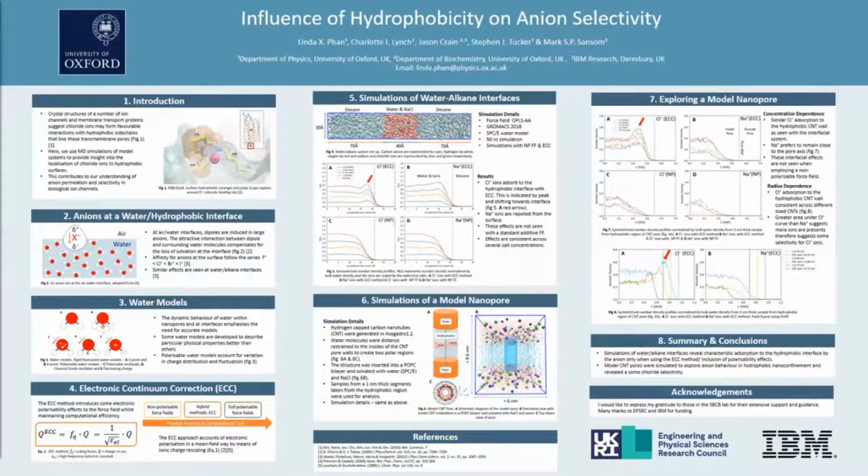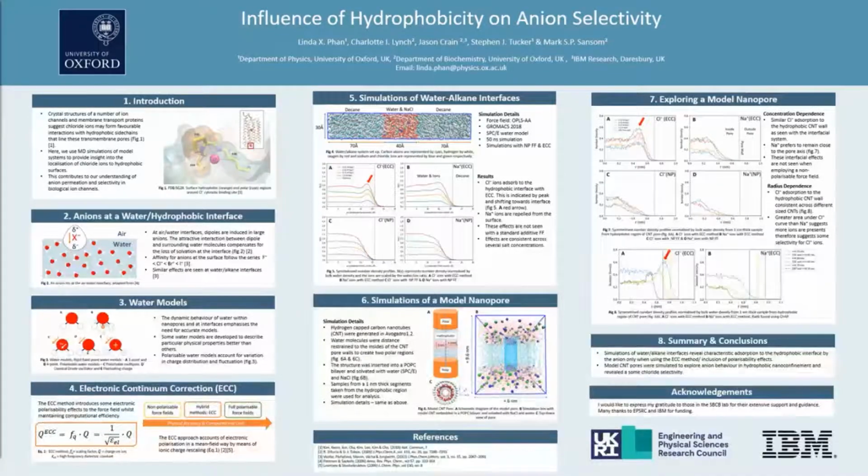Molecular dynamic simulations have revealed that anions at water hydrophobic interfaces adsorb to this surface, as shown in Figure 2. However, this is only seen when polarizability is explicitly modeled in simulations. While explicitly including polarizability is more physically accurate, it is also more computationally expensive. Here we use a modeling method called electronic continuum correction, or ECC, that aims to include polarizability effects in a mean-field way whilst maintaining low computational cost.